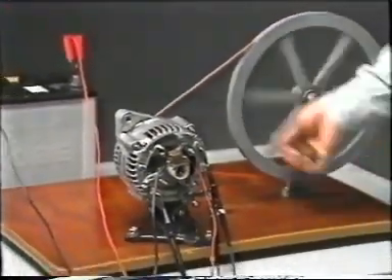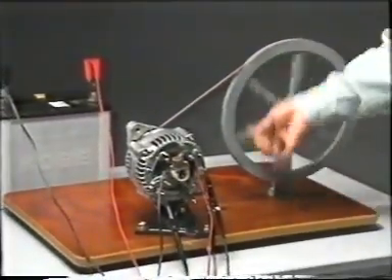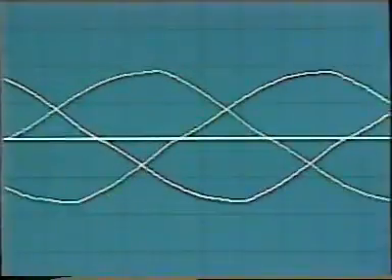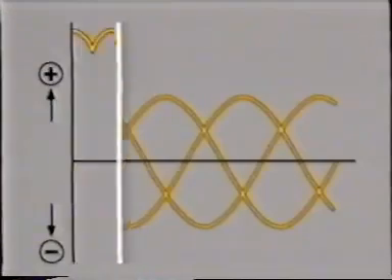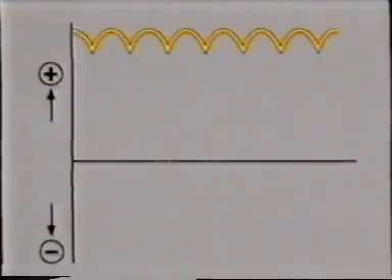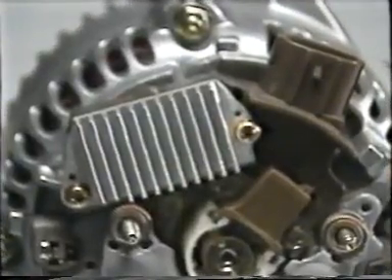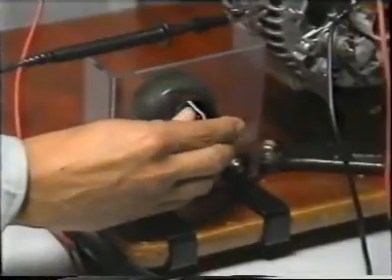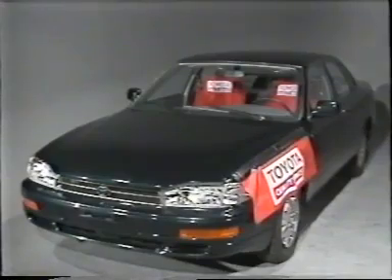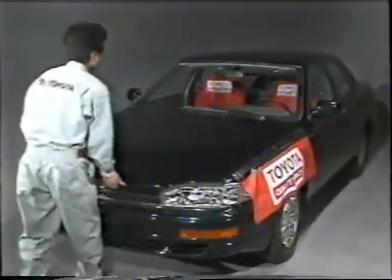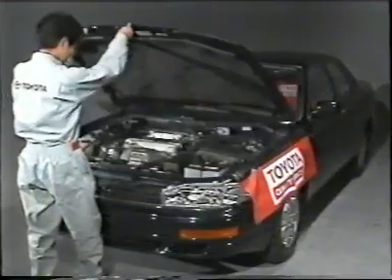To summarize the charging system, the alternator produces alternating current. The rectifier converts the alternating current into direct current. And the regulator keeps the voltage produced by the alternator steady. Finally, we'll look at troubleshooting of the charging system using the main faults in the system as examples.